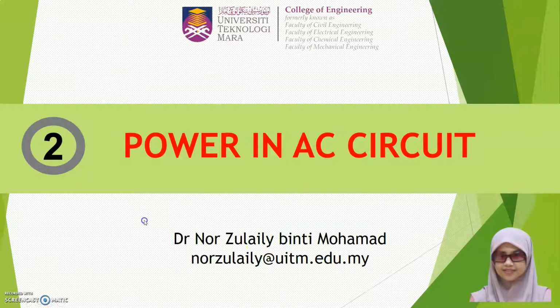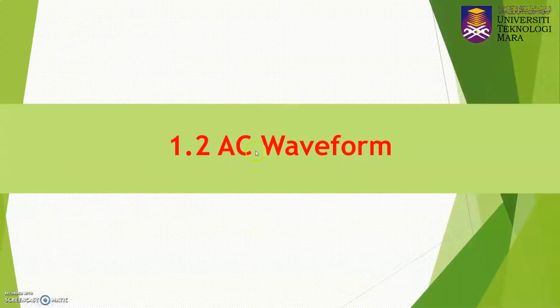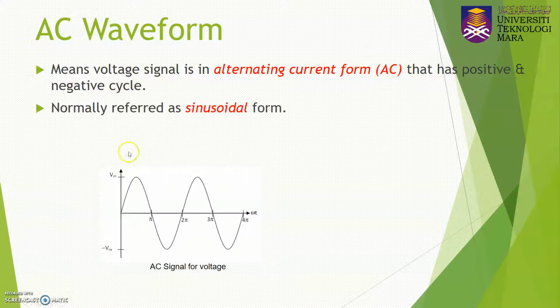The subtopic that we are going to cover in this video is only the AC waveform. So what is the AC waveform actually? It means the voltage signal that is in the alternating current form, which we call AC, that has a positive and negative cycle. This is an example of the AC signal for voltage, where you have a positive cycle and also a negative cycle, and then it will repeat again.